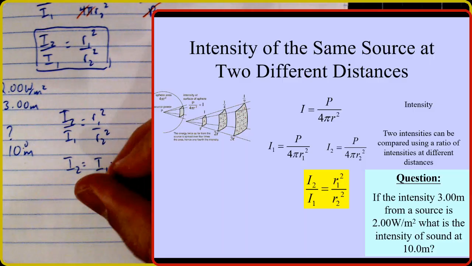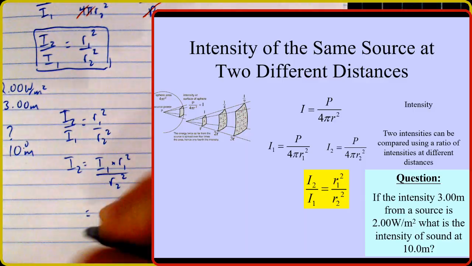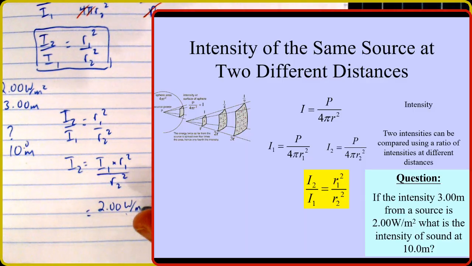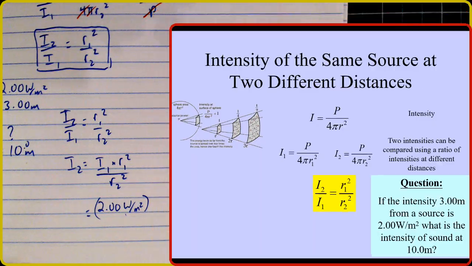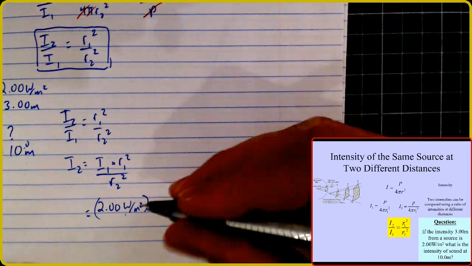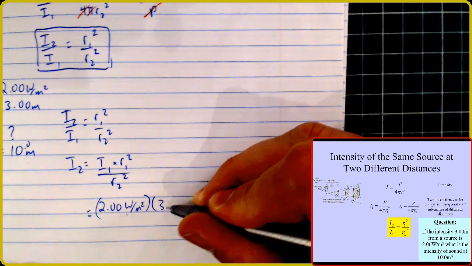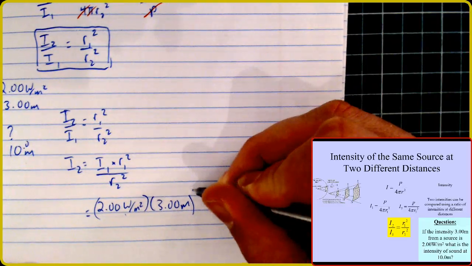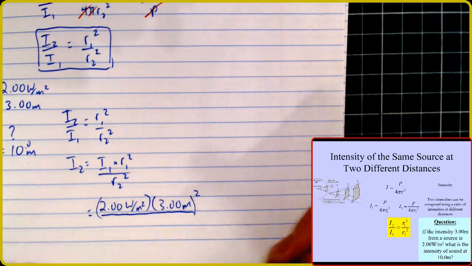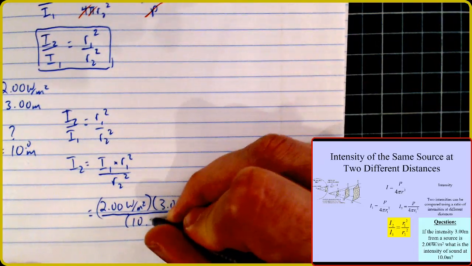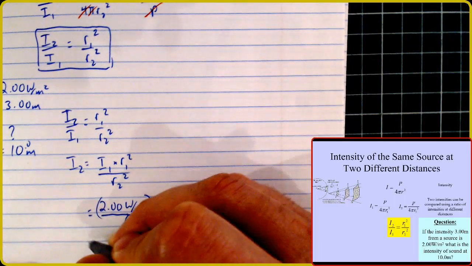Okay. All right, we sub in our values. I1 is equal to 2.00 watts per meter squared. Let me shrink this down just a little bit so I have some space. Times R1 squared, which was 3.00 meters. Don't forget to square it. You'll be sorry. Well, you'll just be wrong, and maybe you won't be sorry. And R2 is equal to 10.0 meters. We'll square that as well.